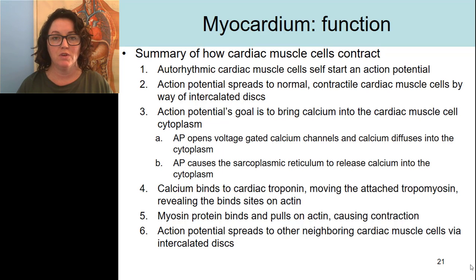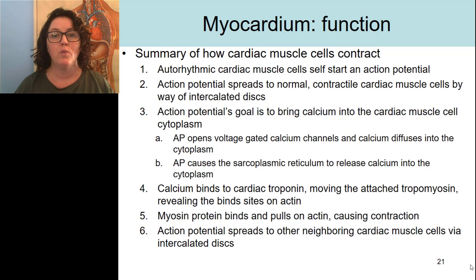So the action potential is a traveling change in voltage. That traveling change in voltage will open voltage-gated calcium channels that are embedded in the cell membrane of the cardiac muscle cells. Once the voltage-gated calcium channel opens, calcium then can diffuse from high concentration outside of the cell to low concentration inside the cell. So the calcium just diffuses into the cytoplasm of the cardiac muscle cell.